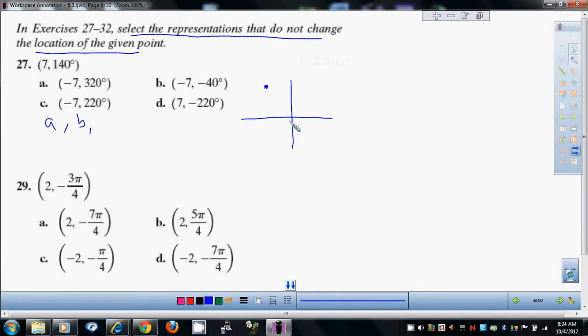Part C, 7, 220 would take us here. Negative radius would take us here. And that's all there was to do. That one changed it. So C is out. Part D, positive 7, negative 220. Positive 7, positive 220, and a negative radius, or excuse me, negative angle does what? That's right. It flips us over the x-axis. Yikes. So D is also a representation of the original point.